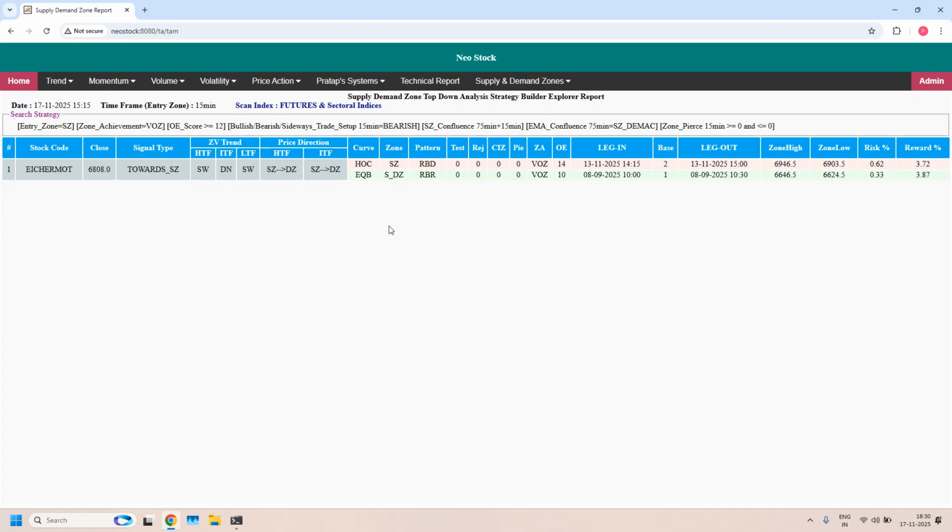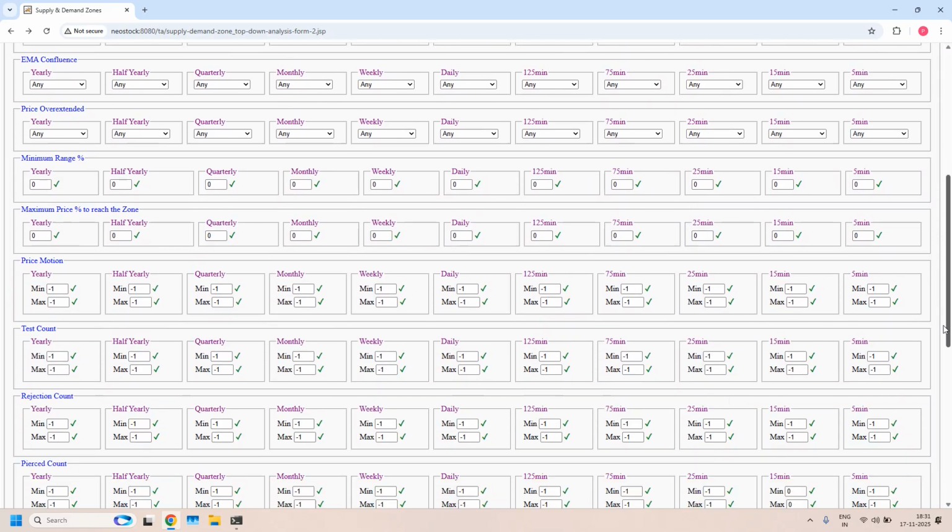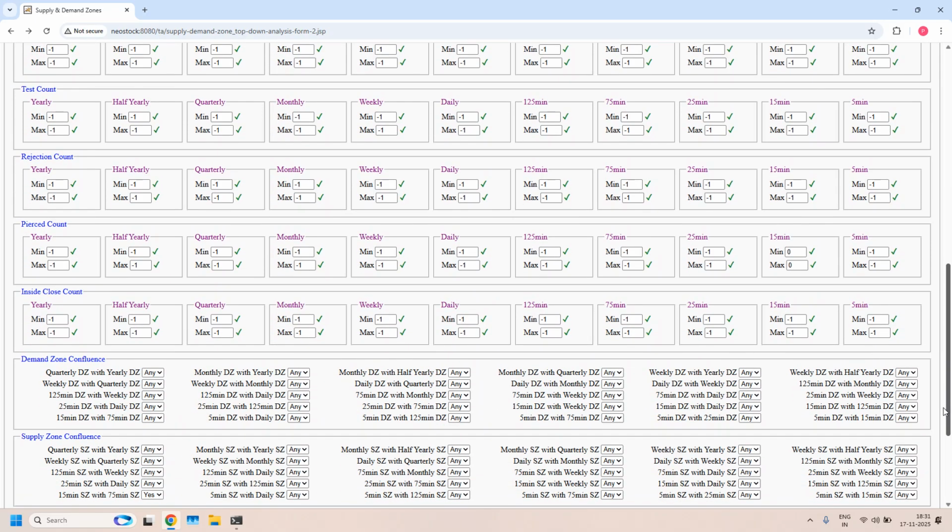We got 1 stock. So this 15 minute supply zone might be having more high probability to get success, provided less than 20 checklist items are satisfied, otherwise higher chances of zone violation. Okay, next I am applying the second strategy, removing ITF EMA filter. Second strategy, first step, LTF, ITF, HTF supply zone confluence.